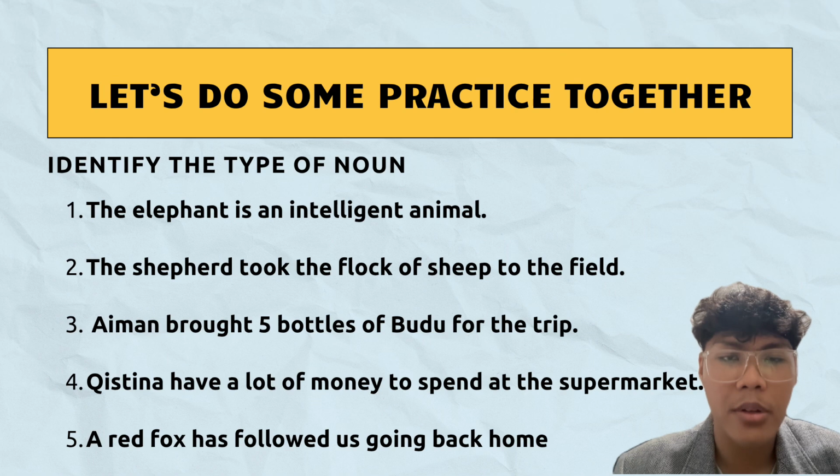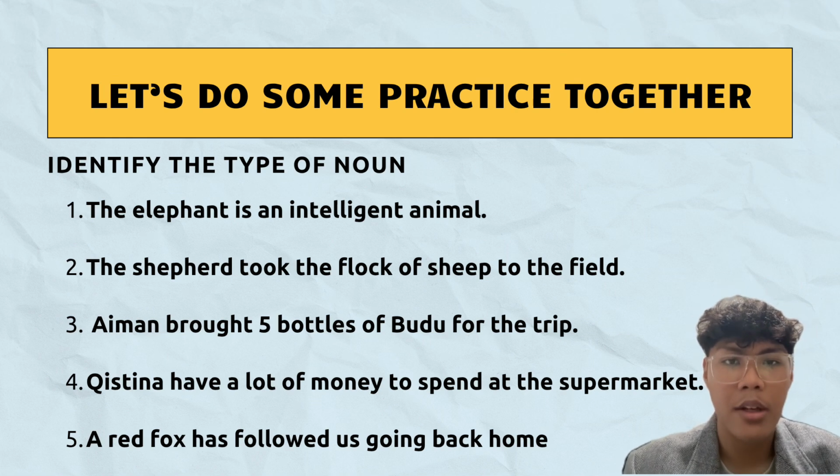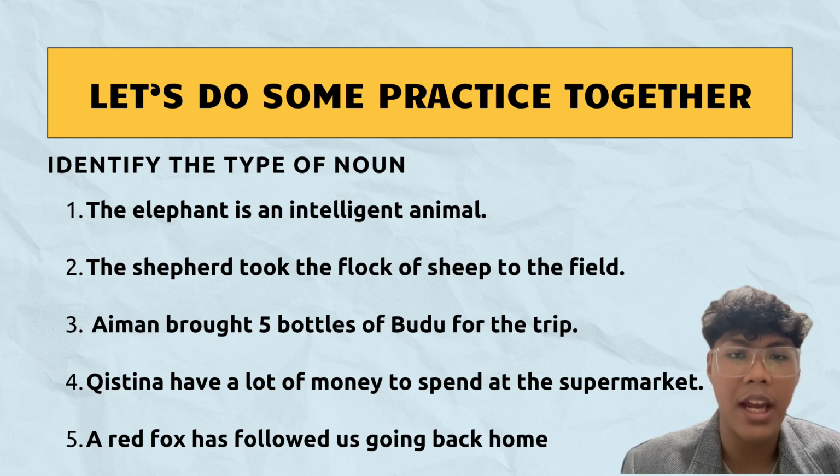Okay, time's up. So for the first question, the elephant is an intelligent animal. What type of noun is being used in the sentence? Correct, a common noun. Because why? Because an elephant is an animal.